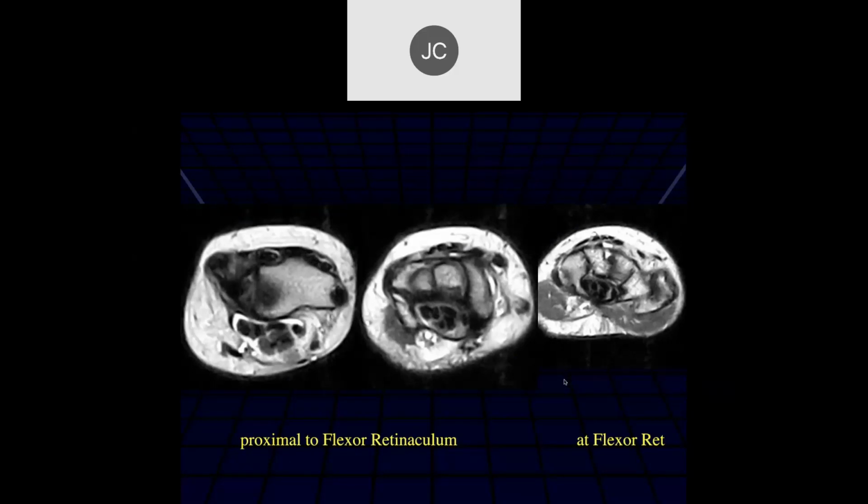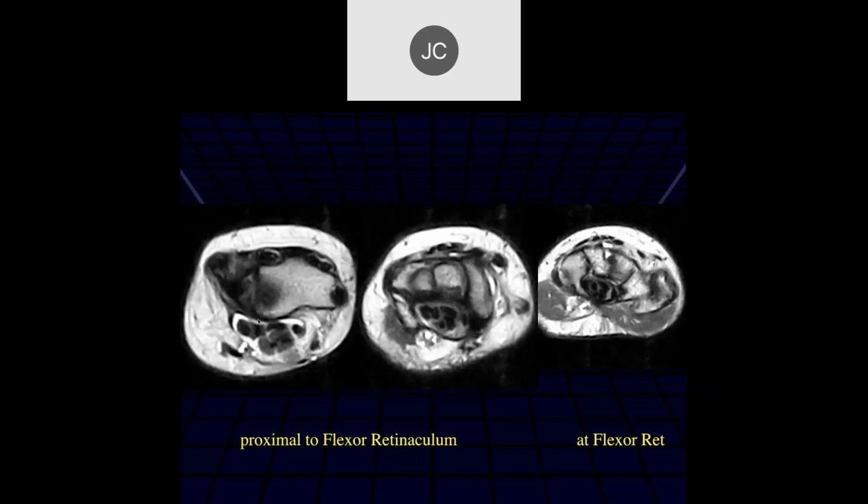Okay, let me see. Robert, what do you think of this case? Let's see. So proximal to the flexor retinaculum. Not entirely sure. There's some fluid, I guess, surrounding the flexor tendons there. Good. Okay, and then this is at the flexor retinaculum. It looks like, yeah, maybe a little bit of bowing in that flexor retinaculum, but I don't see a whole lot. A little bit, right.